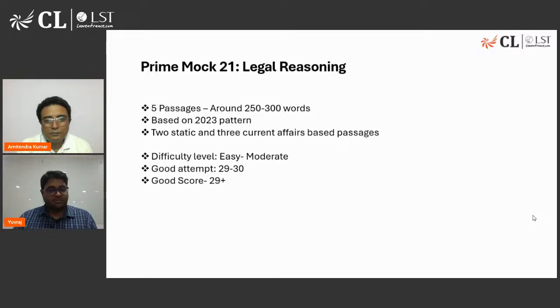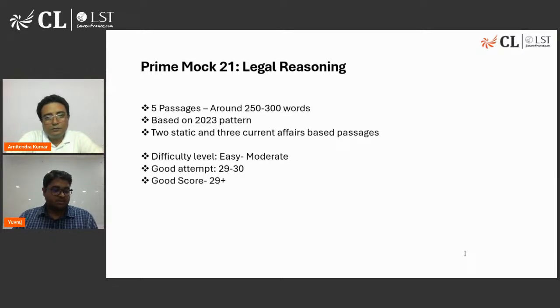The first passage was on torts, which is a static concept. The second one was on the Constitution. The third one was on the Copyright Act. The fourth one was on CrPC, and the fifth one on current affairs, the Consumer Protection Act. So basically, the first passage and the third one, the torts and the Copyright Act, we can classify as static ones, and the others we can say were motivated from current events.